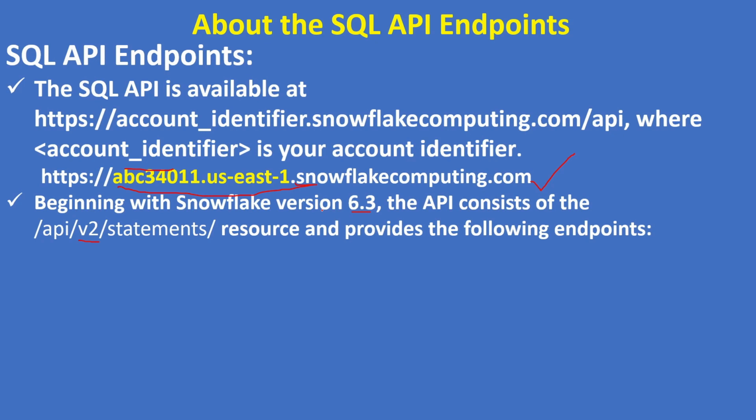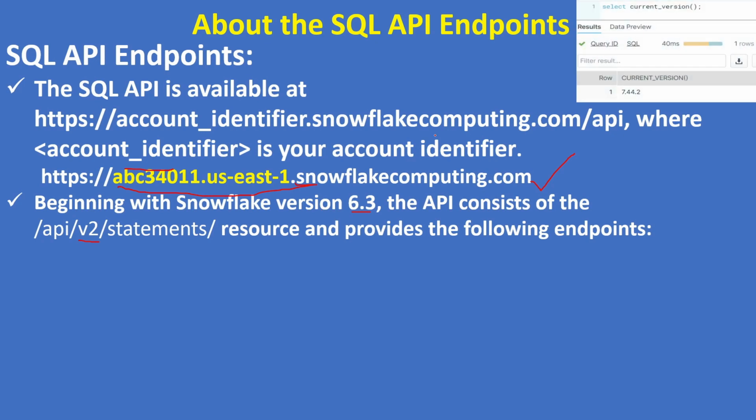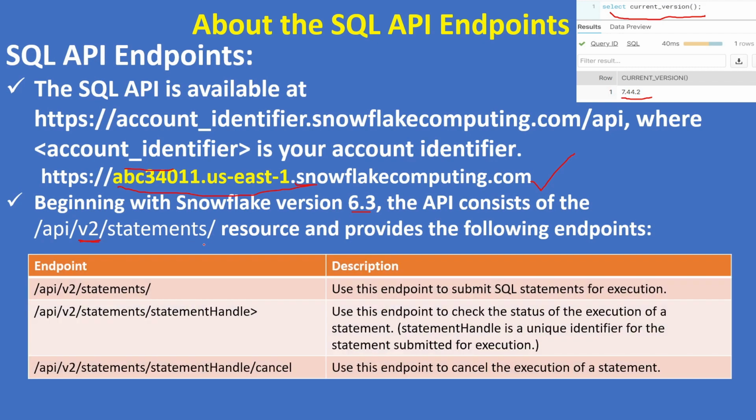How to know the Snowflake version? By using SELECT CURRENT_VERSION. After logging in to your Snowflake, you can execute SELECT CURRENT_VERSION, then you will get to know your Snowflake version. Here it is 7.44.2, which is greater than version 6.3. So we have to use the v2 resource.